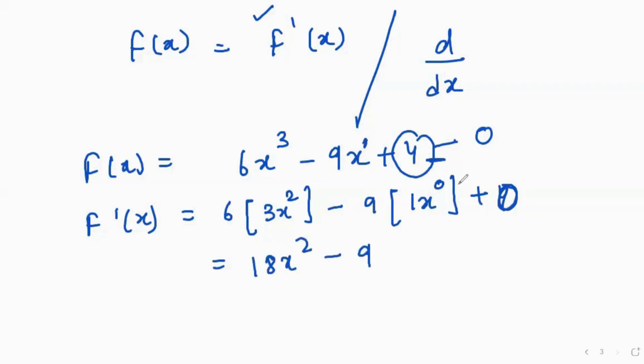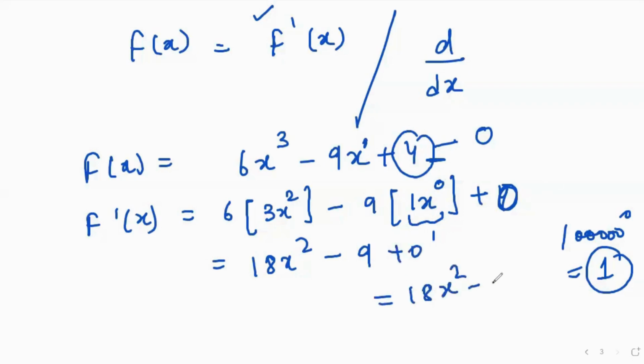Why? Because any number with power 0, like 1 lakh to the power 0, has the value 1. Any number. 1 crore to the power 0 is 1. 2 to the power 0 is 1. The answer will be 1. So x to the power 0 becomes 1, and 9 multiplied by 1 is 9, plus 0. So the equation will be 18x square minus 9. Is that clear till here?